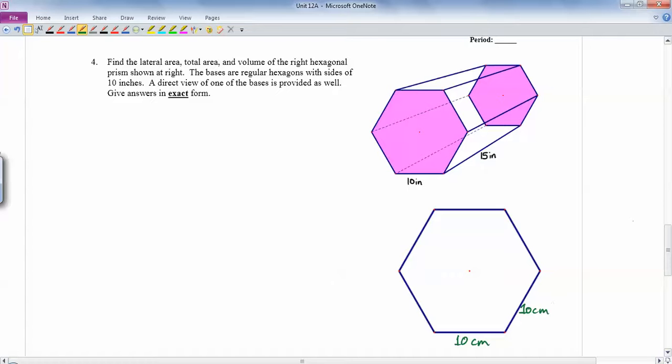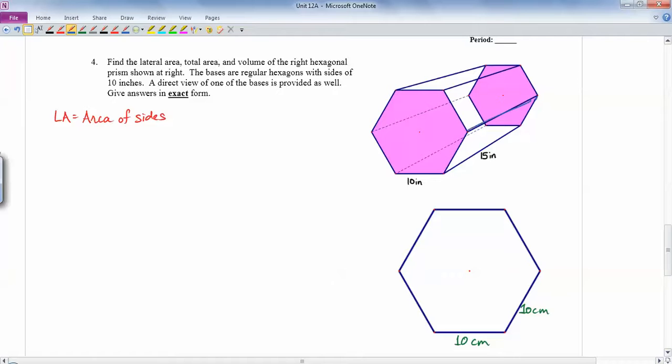Okay, so let's see. What do we need? Well, let's find the lateral area. Remember, lateral means sides, so it's the area of the sides. So the hexagons are the bases. These walls here, like that one, those are the sides. I got one there, one on the bottom. So there are a whole bunch of them, and there should be 6 of them, because there's one for every side of the base. And they're all congruent to each other.